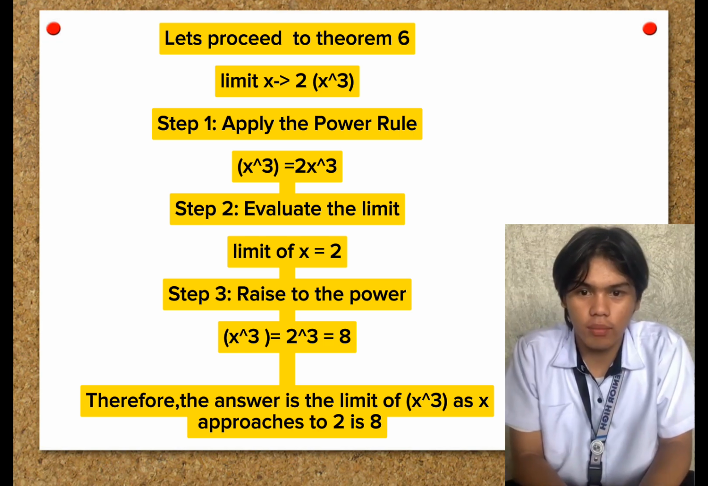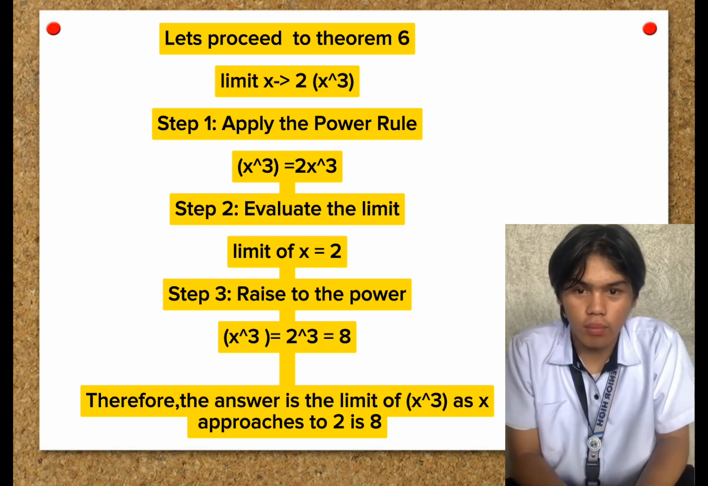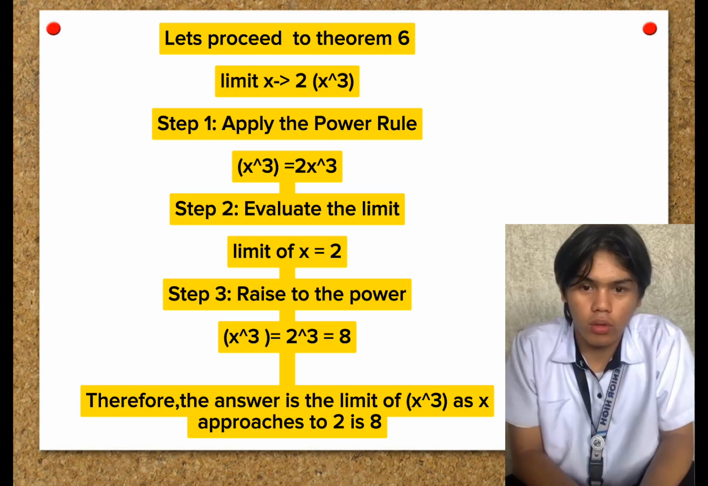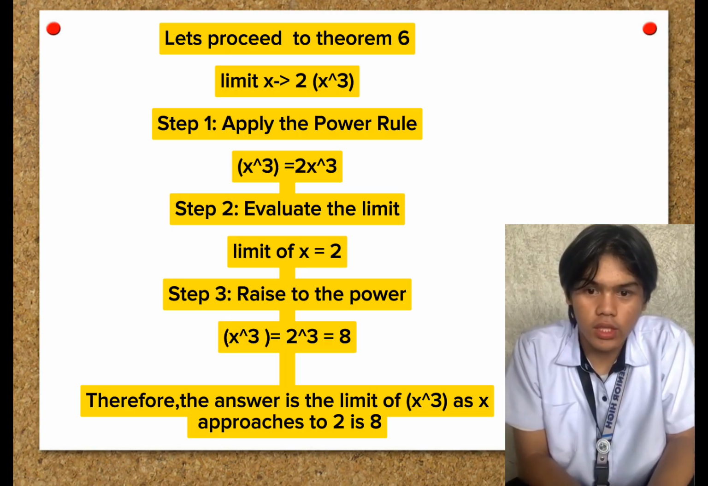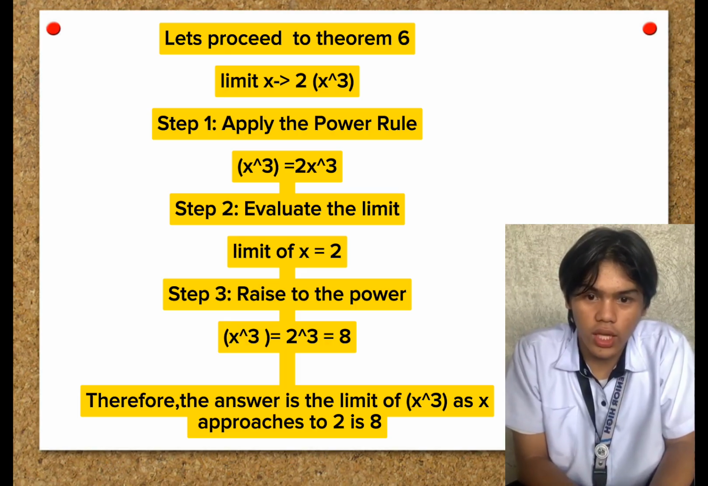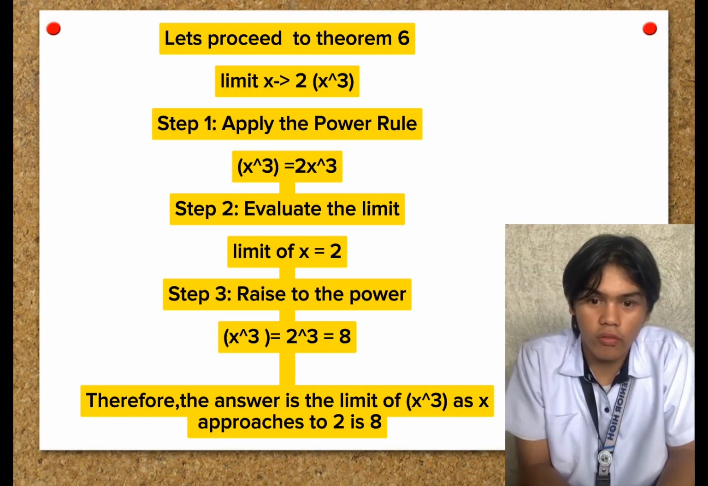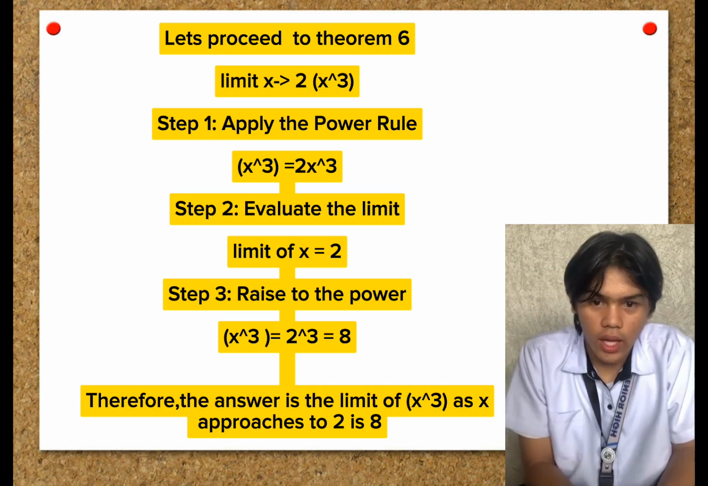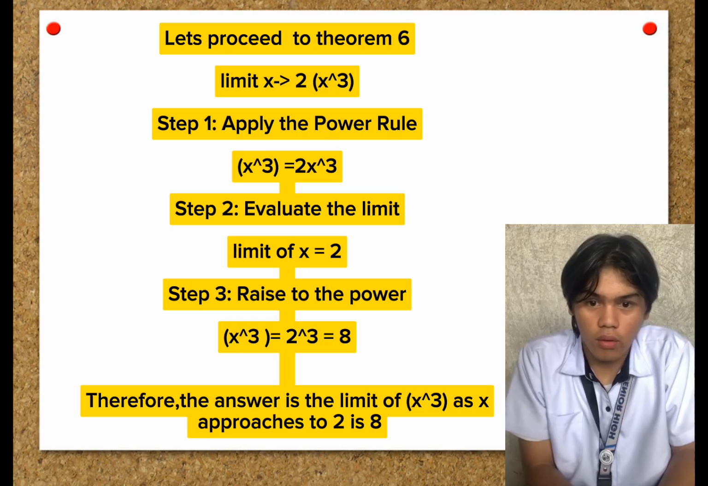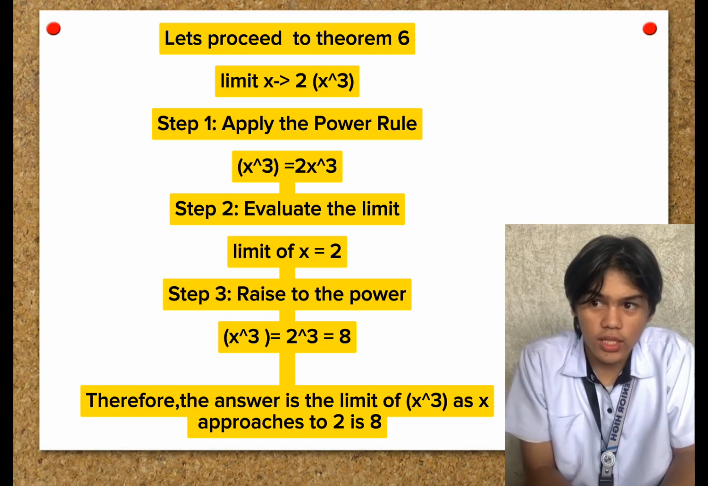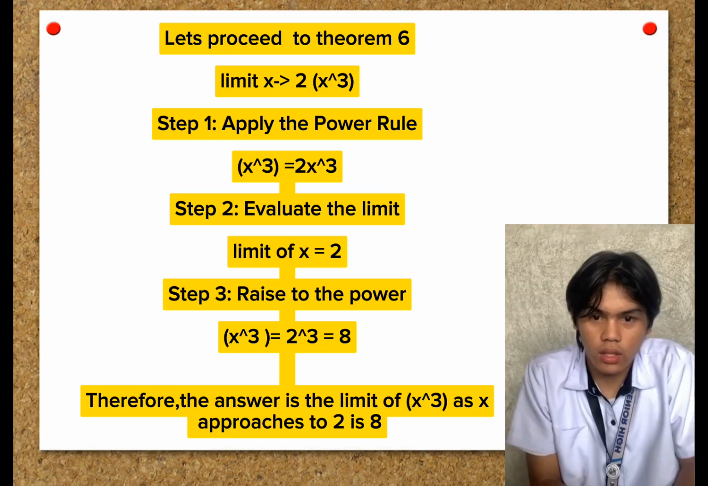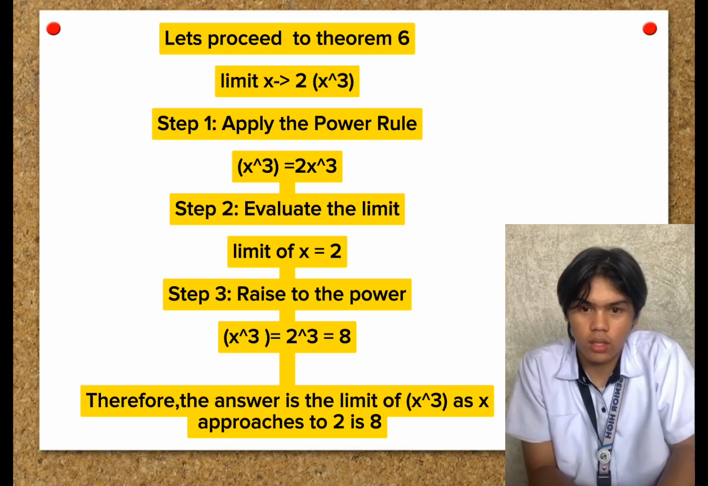The given limit is the limit of x cubed as x approaches 2. Step 1. Apply the power rule. The power rule for limits states the limit of a function raised to a power is the limit of the function raised to that power. Therefore, the limit of x cubed equals the limit of x, all cubed.